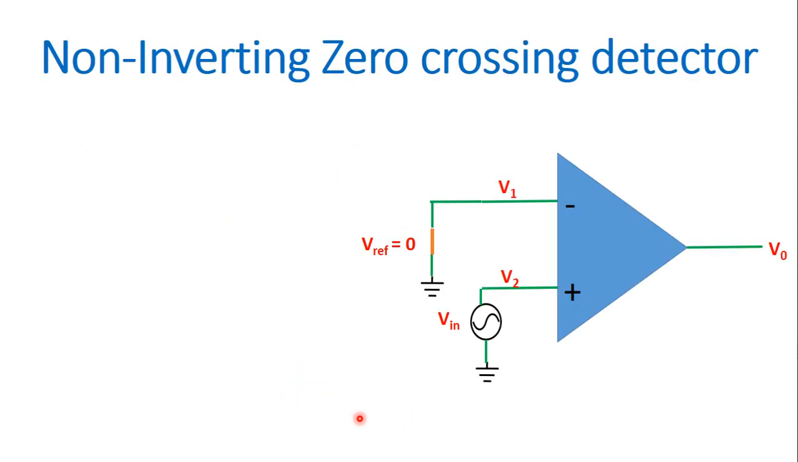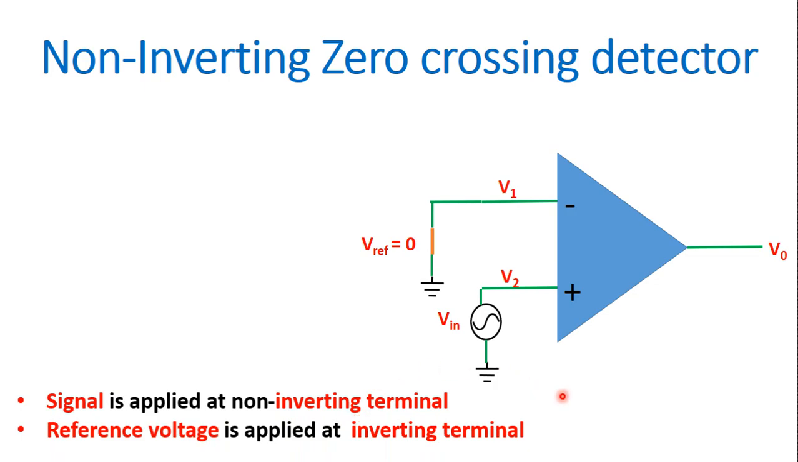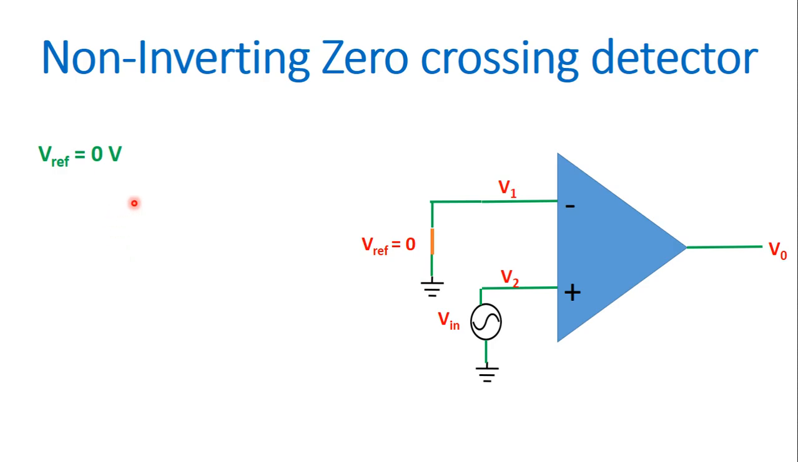Next one is non-inverting zero crossing detector. In this, the signal voltage or input voltage is applied to the non-inverting terminal and the inverting terminal is grounded to make the reference voltage 0. Now again we find out the conditions for V reference is equal to 0 volt. When V in smaller than 0, we have output voltage is equal to minus V saturation or minus VCC.